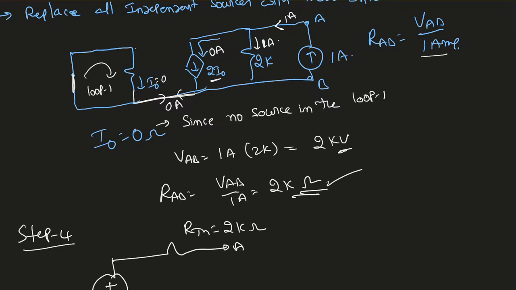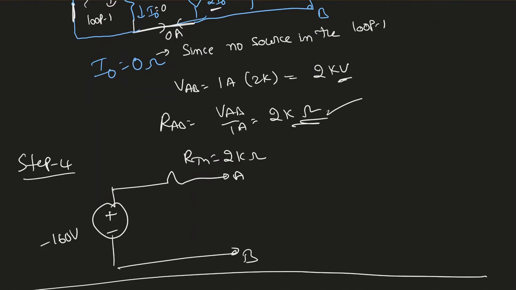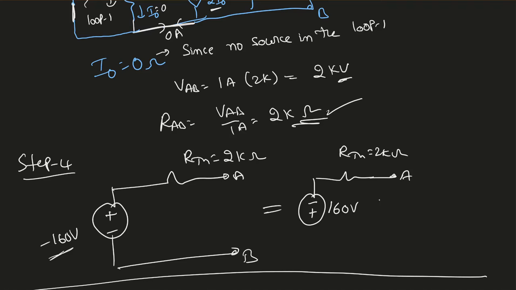Okay. Now step 4, my Vthevenin equals minus 160 and Rthevenin equals 2 kilo ohm. I can change the polarity by changing the direction. So I can write this as 160 volt, Rthevenin 2 kilo ohm, and this is A and this is B.